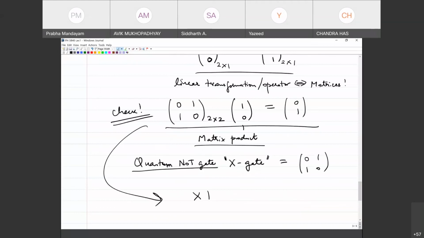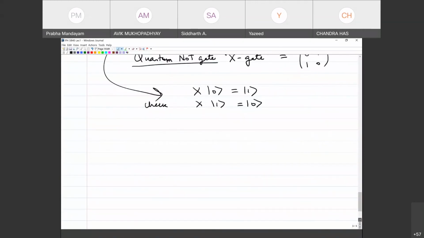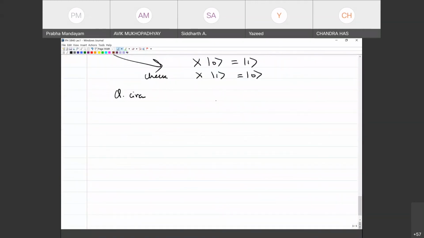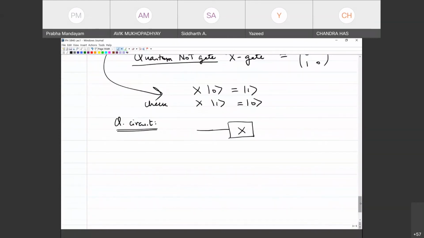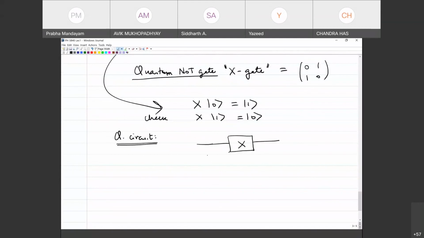So it's up to you to check that X acting on ket 1 gives me ket 0. And I will also describe this for you as a circuit. So here's a simple quantum circuit where the gate, the logic operation, is described with a box with an X in it, right? And the input is 0, the output is 1. This I have shown for you, okay?